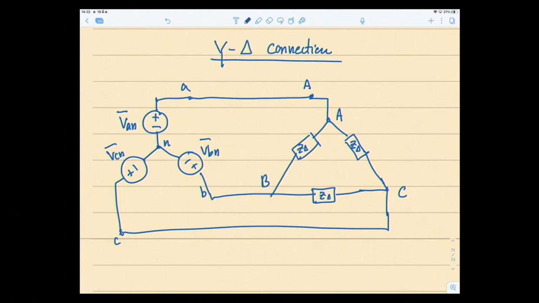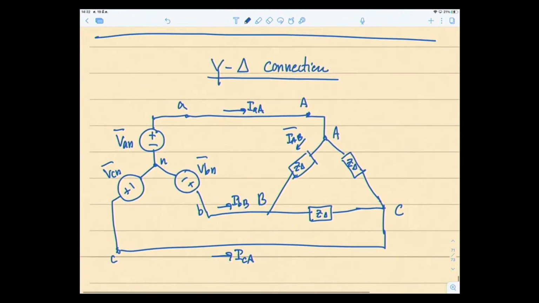Okay. So I line is here, right? IAA, IBB, and ICC. Okay. The line current would be IAA, IBB, ICC, and the phase current on the load side, okay, IAB, IBC, and ICA. It's like AB, BC, and then CA in that sequence.